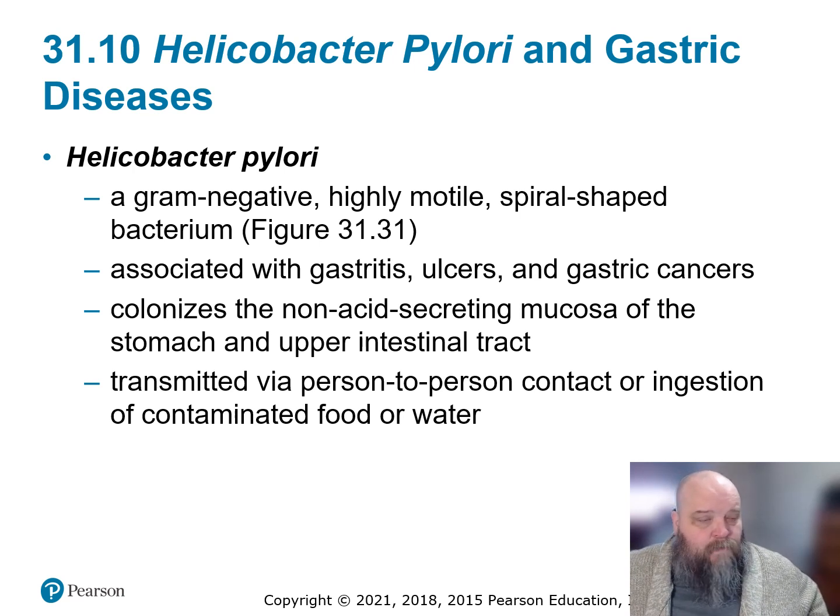It loves the battery acid level pH environment of the stomach. It excretes urea into its microenvironment just around itself to help neutralize the pH, bring it up to more of a pH 5, pH 6, something that it can handle.